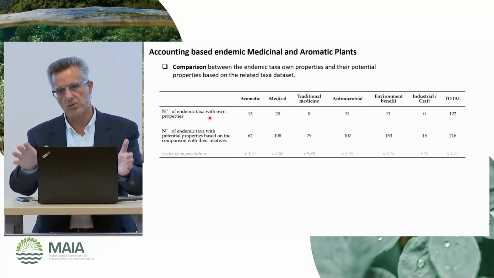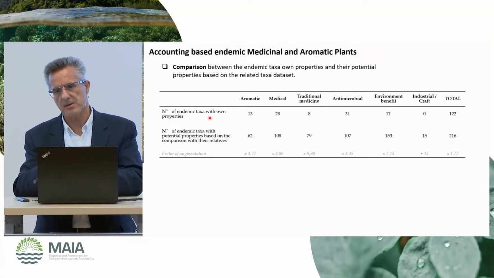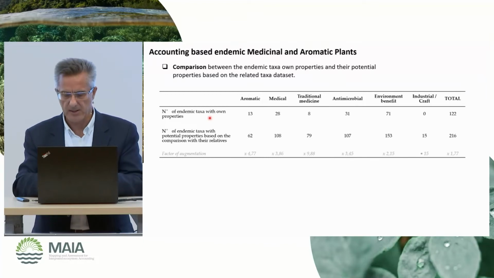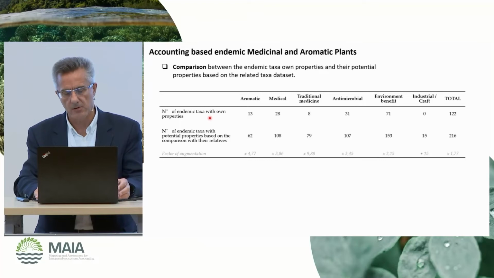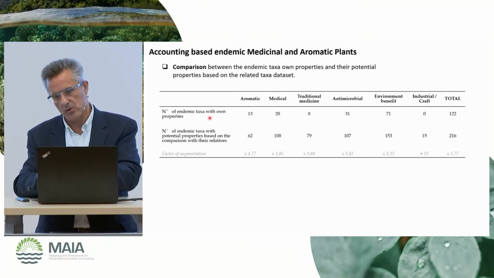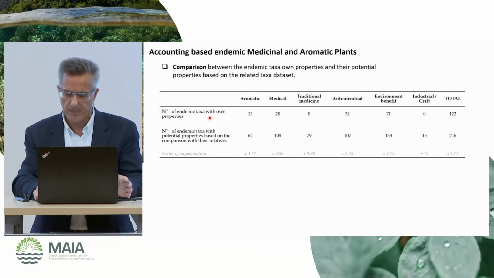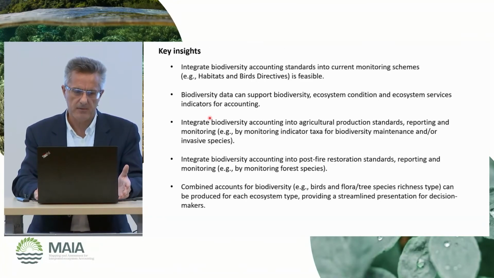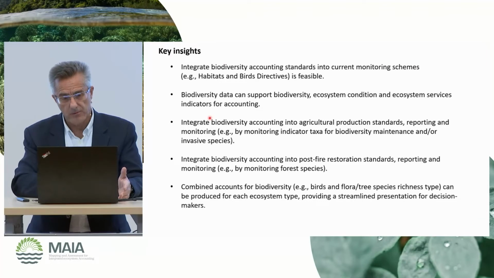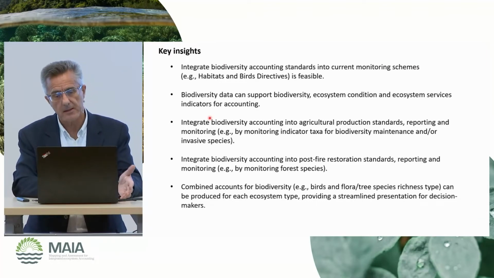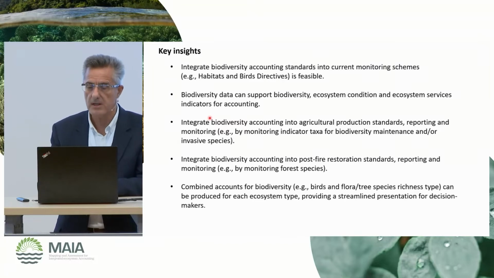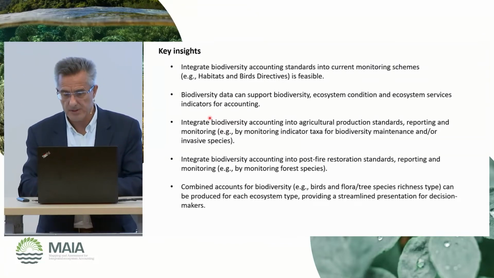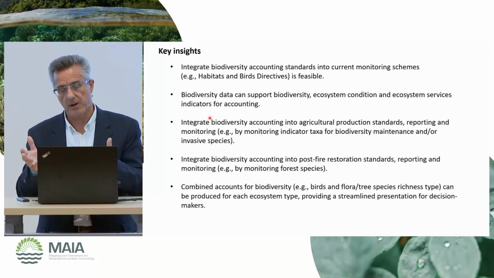We tried also to compare with other plants which are similar or relatives to the endemic plants, because we have no information. So phylogenetically we tried to find out these similarities and also assign similar properties and similar services. So to finish, it seems to be feasible to integrate biodiversity accounting standards into current monitoring schemes. That's why we use the Habitats and Birds Directive.